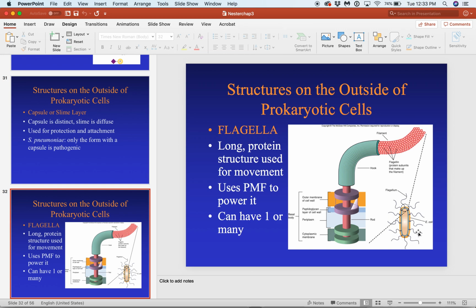We don't see them with our regular basic stains in the laboratory because the proteins just don't absorb. They're not negatively charged to attract those basic stains. You need a special stain for them, and you'll see an example of that, a demo in lab on Thursday. But cells can have one, can have two, can have a lot.